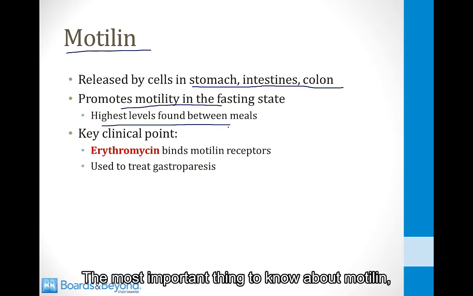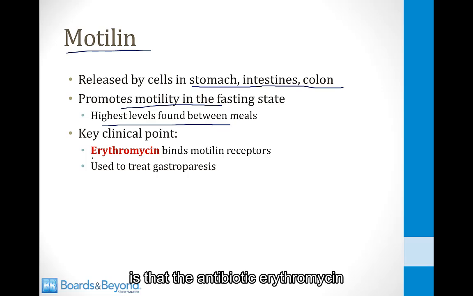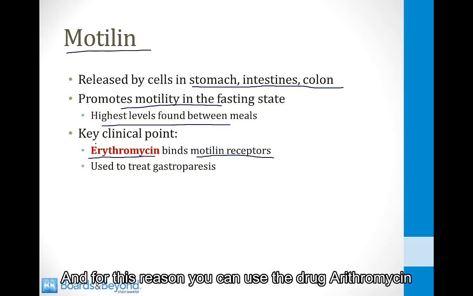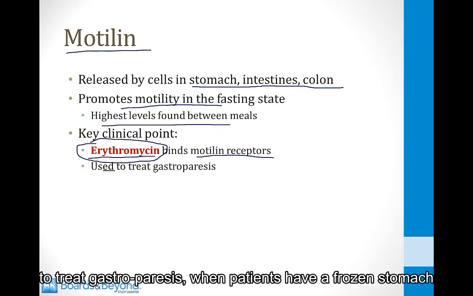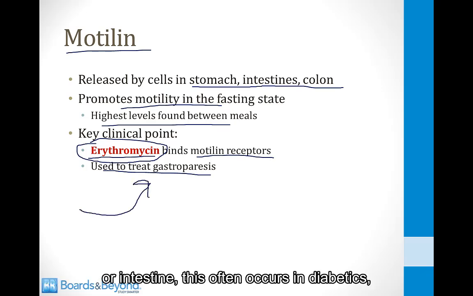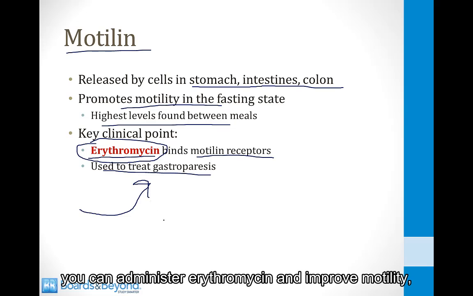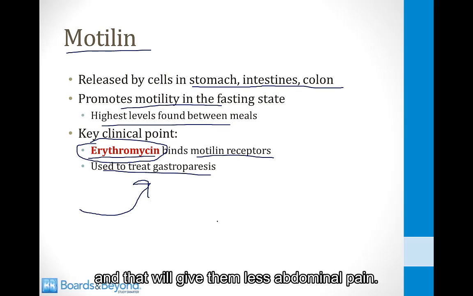The most important thing to know about motilin is that the antibiotic erythromycin binds motilin receptors, and for this reason you can use the drug erythromycin to treat gastroparesis. When patients have a frozen stomach or intestine, this often occurs in diabetics, you can administer erythromycin and improve motility, and that will give them less abdominal pain.